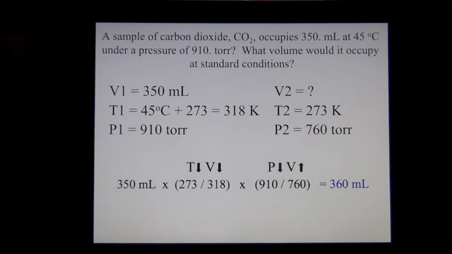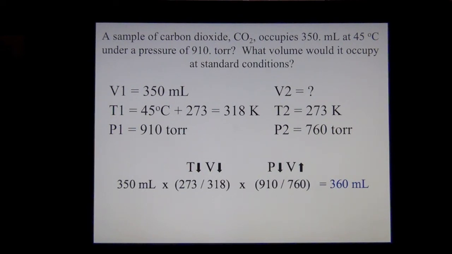We've also got to consider the pressure. Here we see that the pressure is going from 910 torr down to 760. So our pressure is going down. What type of relationship is there between pressure and volume? Well, there is an inverse relationship. That means as one variable goes up, the other one's going to go down. So here we see that our pressure is decreasing, so this means that our volume has got to be increasing.